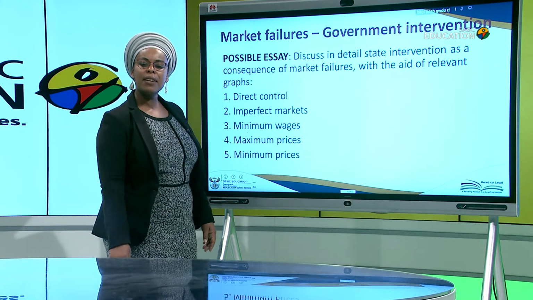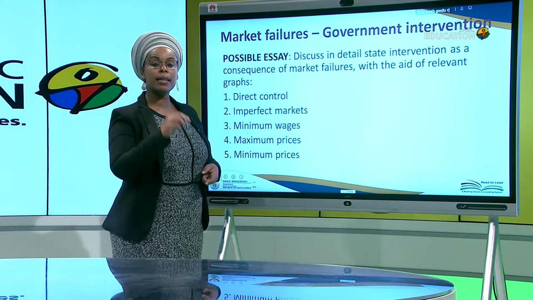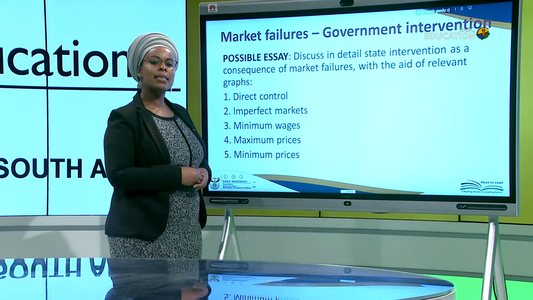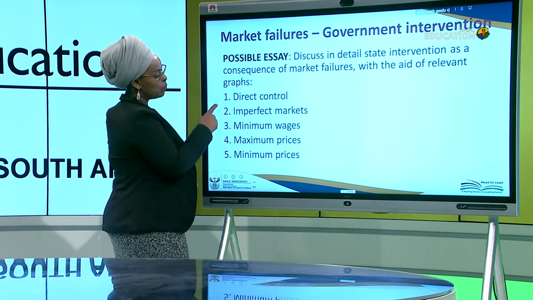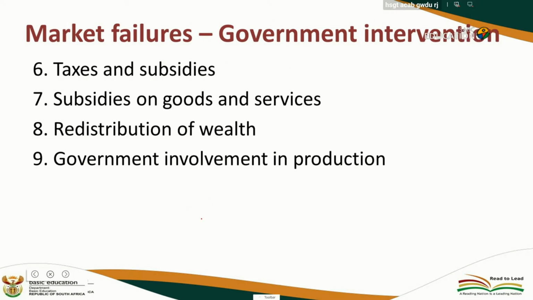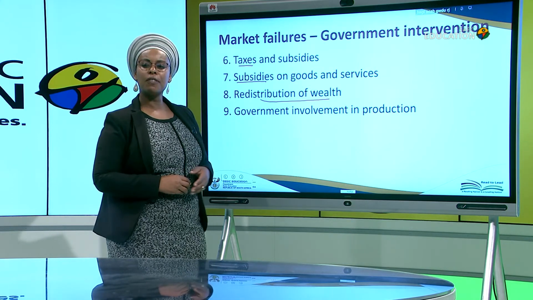Again, government intervention in market failure is a possible essay, and it is outlined in the NSC examination guideline. When you discuss this essay, you must discuss it under the following headings: direct controls, imperfect markets, minimum wages, maximum wages, minimum prices, taxes, subsidies, and redistribution of wealth. And lastly, government involvement in production. Let us look at each of these interventions.